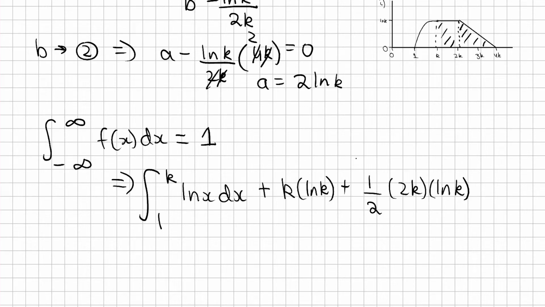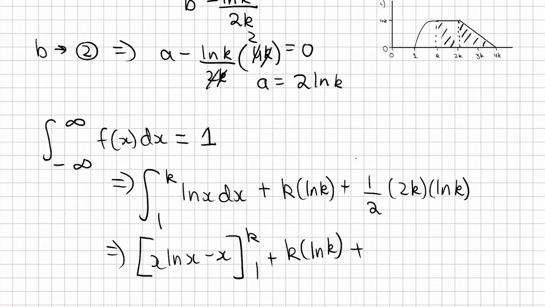So if we solve this, by integrating by parts, you're going to have x natural log of x minus x between k and 1, plus the whole thing from before. We can simplify this to k times the natural log of k.